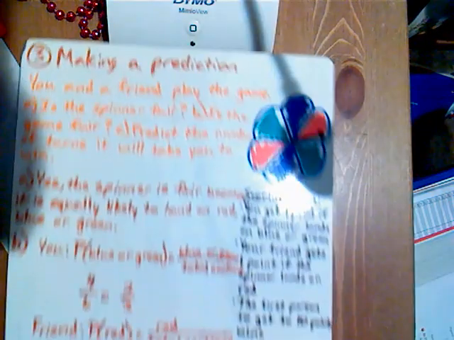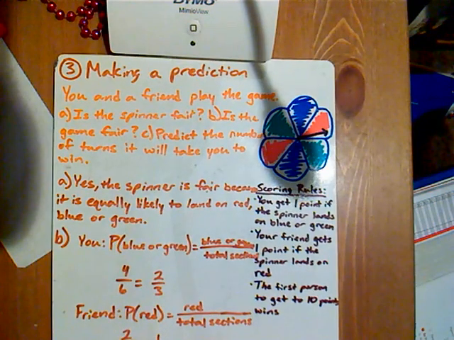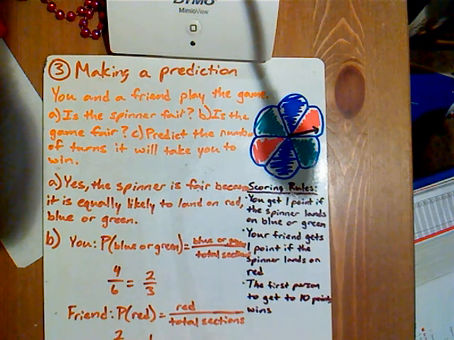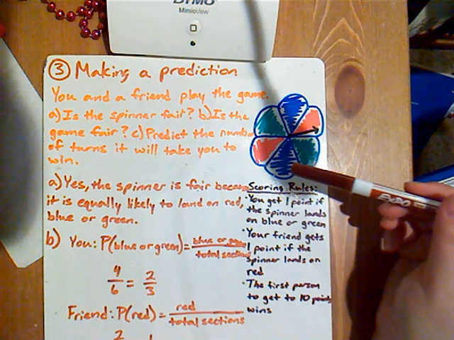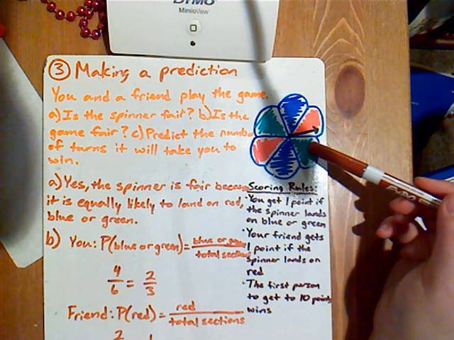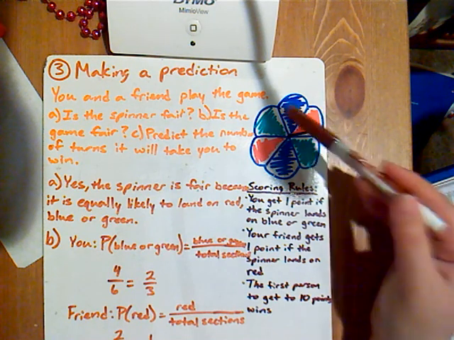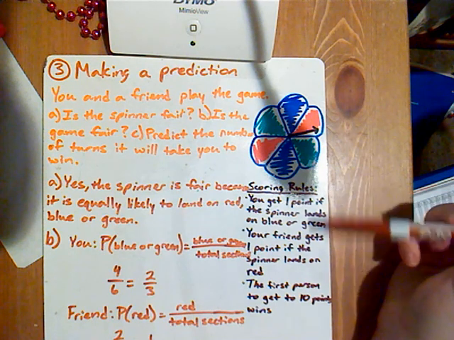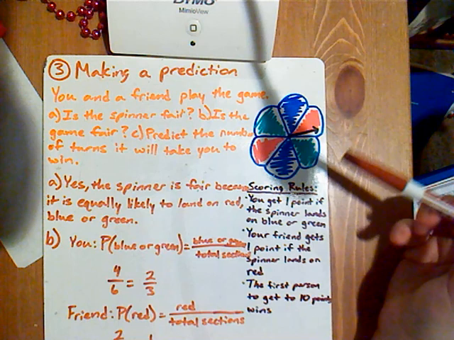And we're going to look at that key idea of fairness in our last example, making a prediction. So we have a spinner here that has 2 sections of green, 2 sections of blue, and 2 sections of red. 2 blue, 2 green, 2 red. And we have scoring rules.